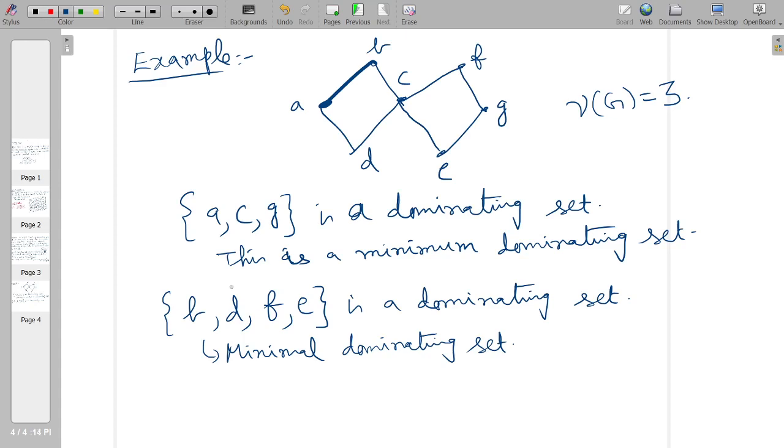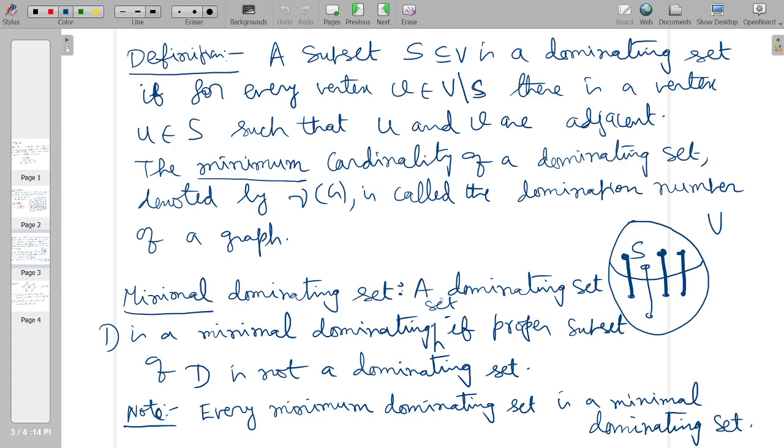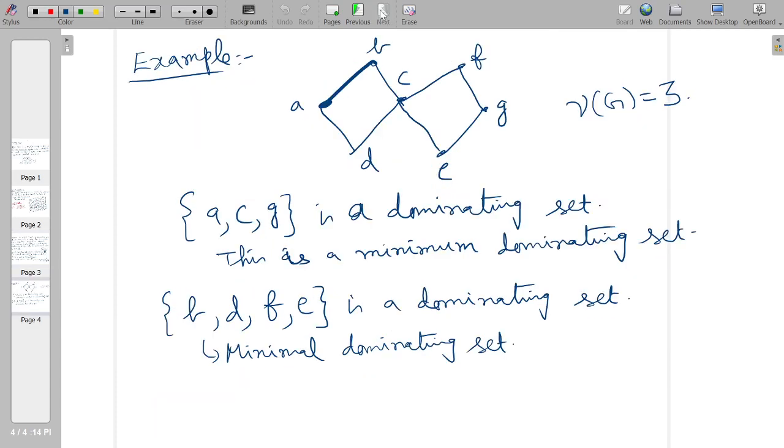You have to understand what is meant by a minimal dominating set. As I told you, a dominating set is minimal if no proper subset of that dominating set is a dominating set. So we have defined what is meant by a dominating set and what is meant by a minimal dominating set.